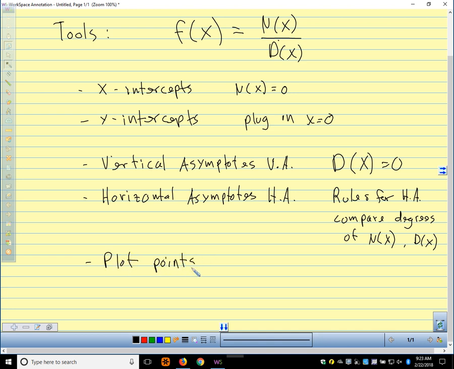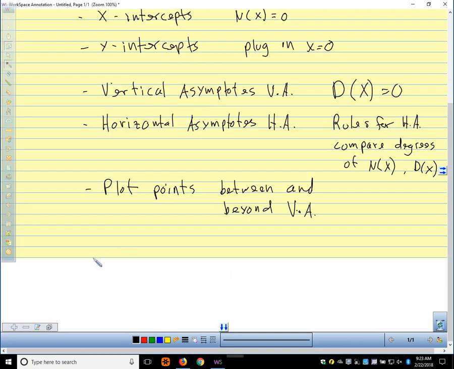And we want to plot points between and beyond the vertical asymptotes. So we want to plug in a few points to get the shape of the graph. And between vertical asymptotes, the rational function can do various different things, so we want to make sure we get the right shape. So we plot some points.